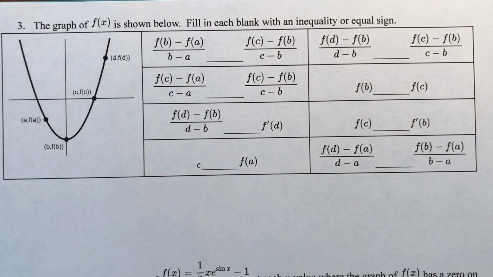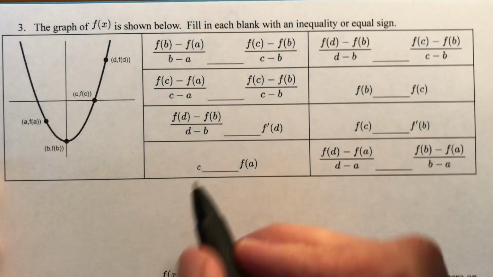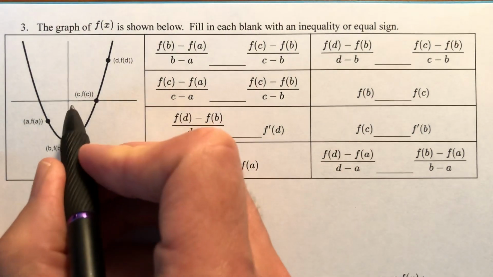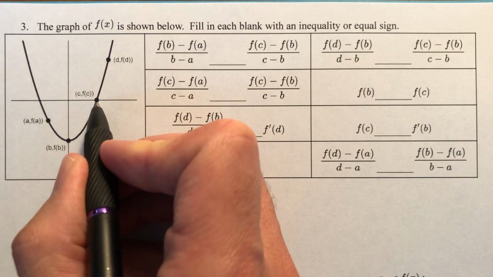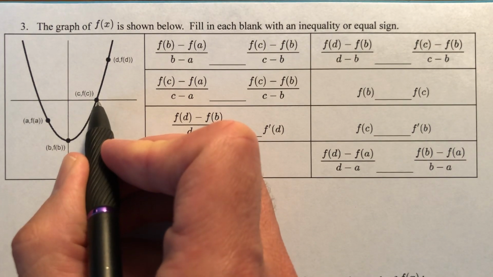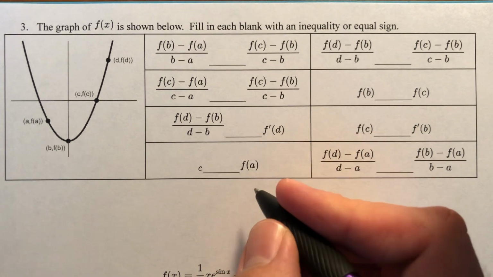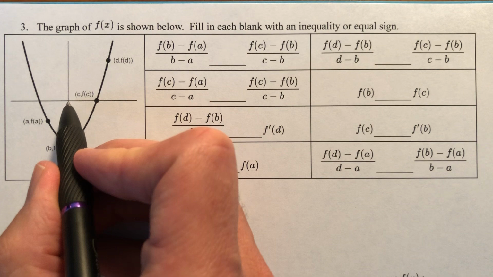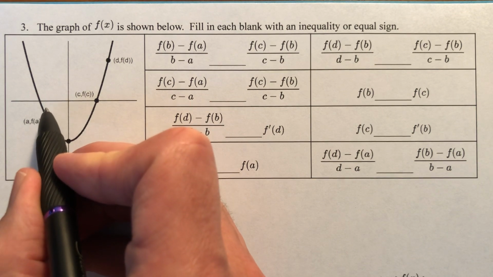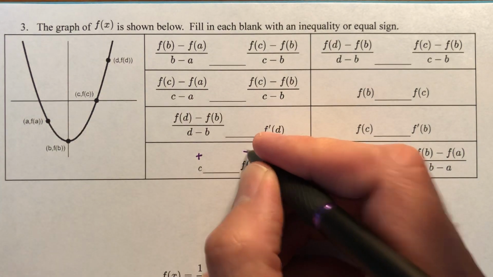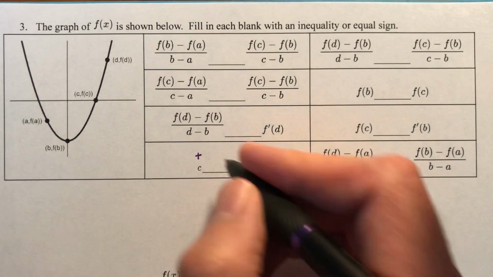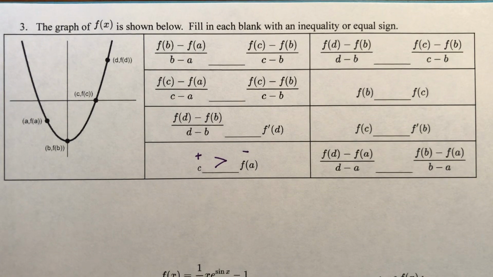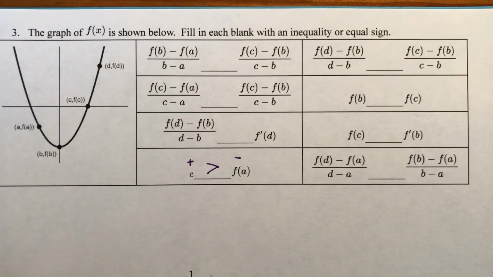But again, low-hanging fruit. Let's go for it. C and f of A. Whoa, what? Okay, I don't know the value of C. Who cares? C is positive, right? So we're dealing with the positive here. F of A is the y value associated with an input of A, and that is a negative. Which one's greater, the positive or the negative? The positive.